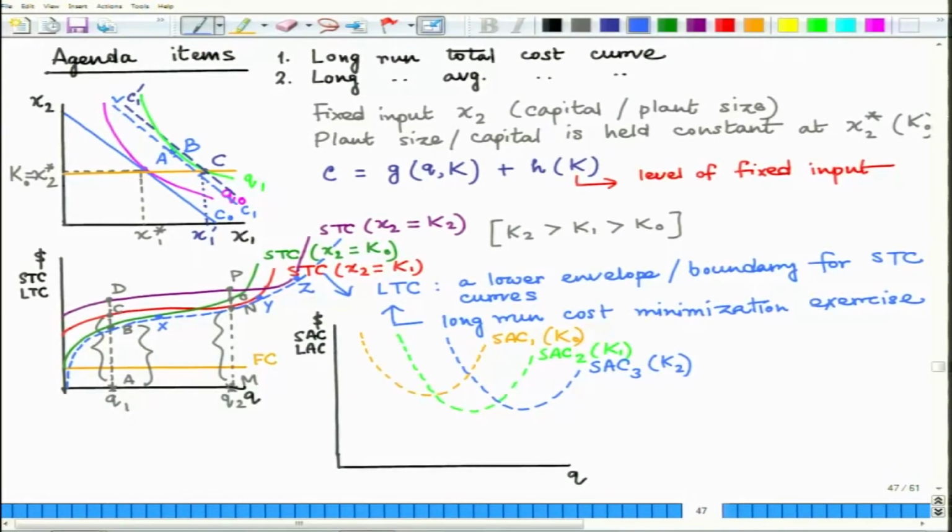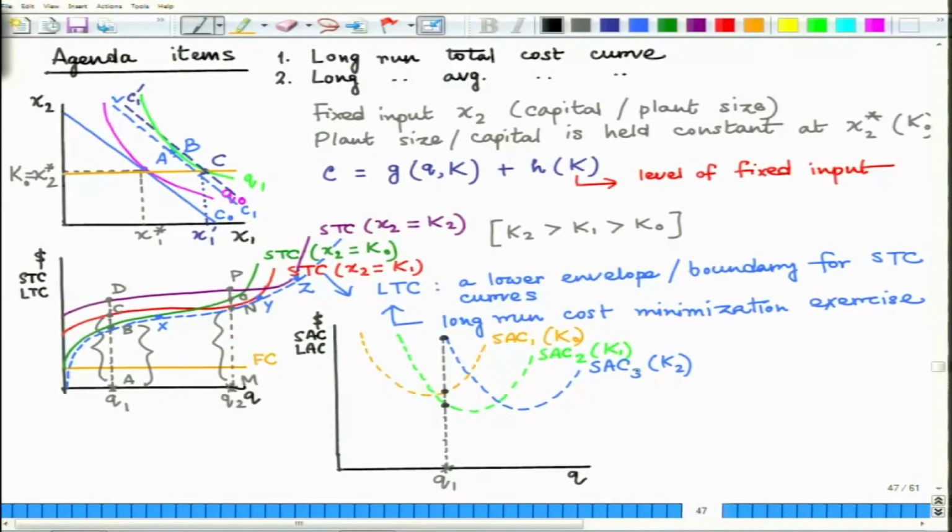Now, suppose the farm wants to produce some output level, say Q1 level of output. So, now let me suppose the farm wants to produce Q1 level of output. Now, note that I can draw a perpendicular line through this output level to judge which plant size will give me the lowest average cost of production to produce this level of output in the short run.